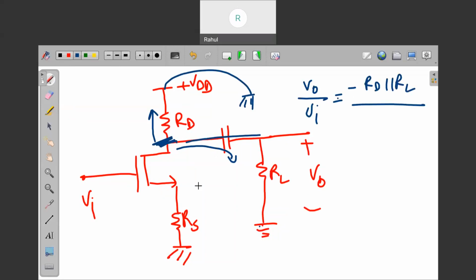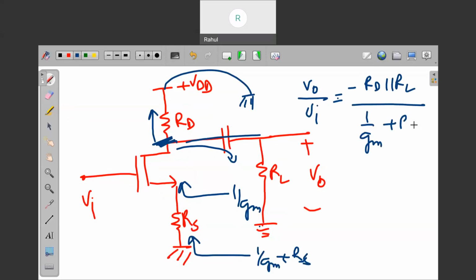See how fast I'm doing. If you are looking from the source terminal, you will get 1 by gm as the impedance, and if you are looking from this point, 1 by gm plus RS, because this is a source degeneration case, the resistance is present at the source terminal, so it will be 1 by gm plus RS.